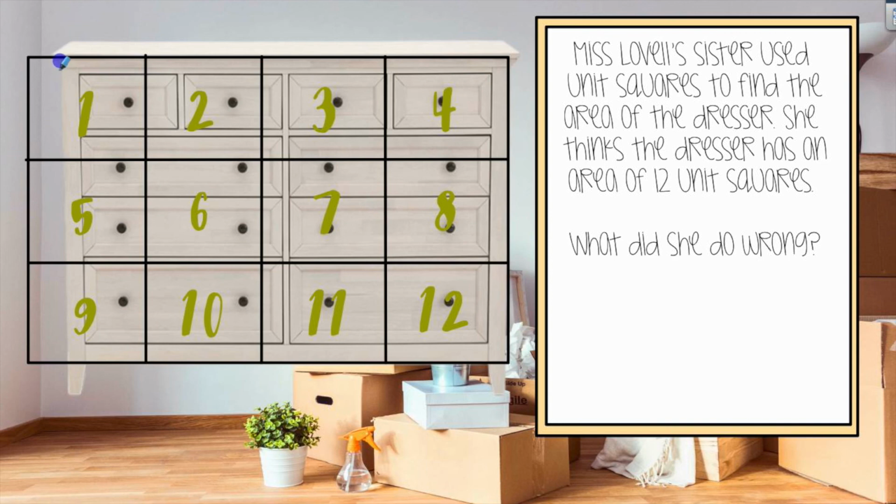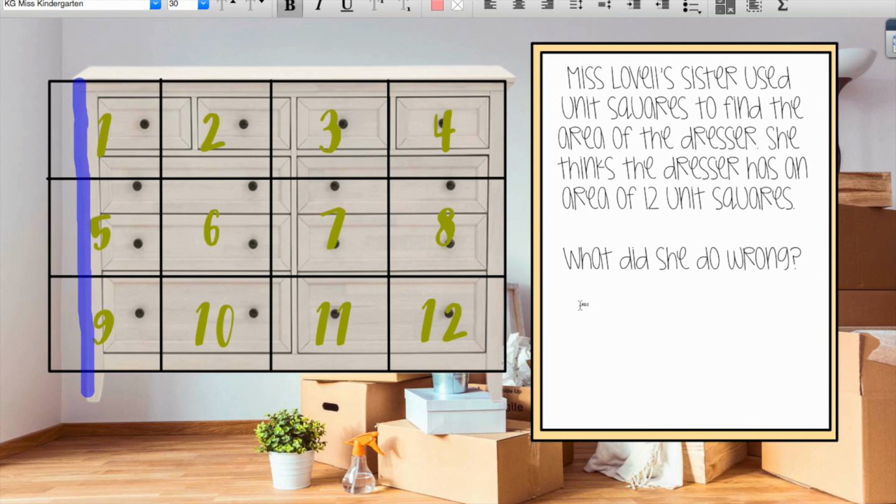The dresser ends right here. And she has unit squares that are overlapping the object that we need to find the area for. Because she did this, this is not accurate. So 12 unit squares is not the area of this dresser. Now that we figured it out, we need to explain what she did wrong for our answer. For my answer, I'm going to say she accidentally overlapped the unit squares.